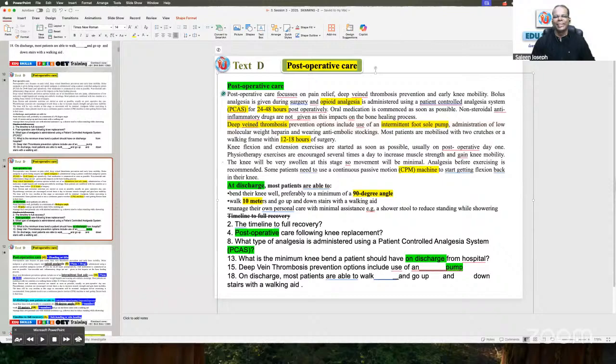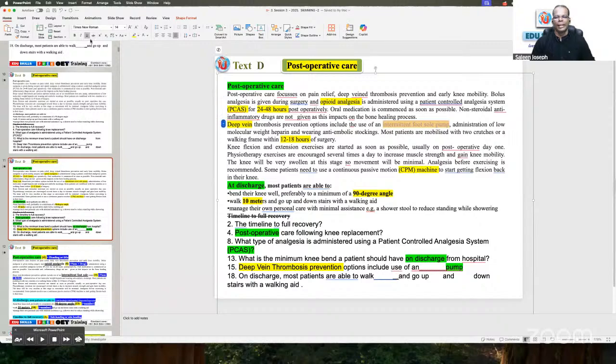There is a spelling mistake. It should be deep vein, not vein. So you know it is deep vein thrombosis. This name is a clue. Immediately you can go to that once you have skimmed. If you identify that, you go there and see the pump.